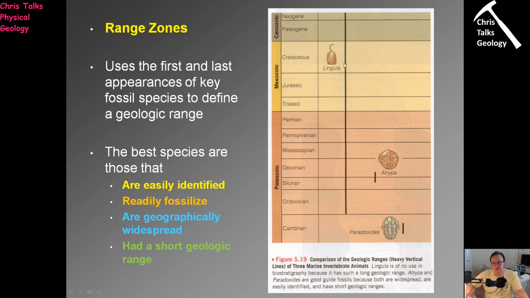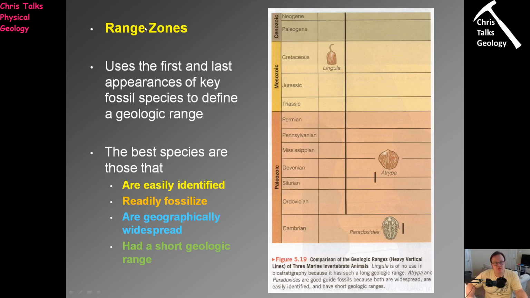However, Lingula, on the other hand, is pretty useless. It first appears at the start of the Ordovician, and it's still around now. So if I find a rock with Lingula in it, it could have come from the Ordovician, the Mississippian, the Jurassic, as I said, last Tuesday. We don't know. So Lingula is not very good.